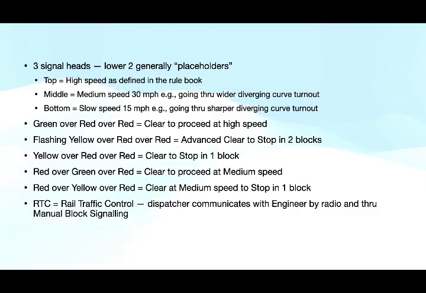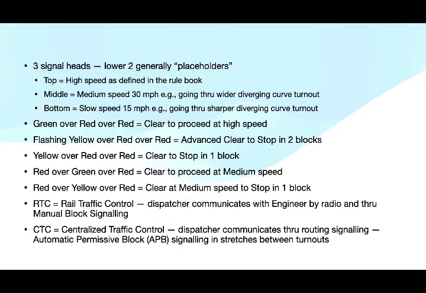Ian tells us that RTC is rail traffic control, and in this system, a dispatcher communicates with the engineer by radio and through manual block signaling. CTC is centralized traffic control. The dispatcher communicates through routing signaling and automatic permissive block signaling in stretches in between turnouts. Usually these are long stretches.